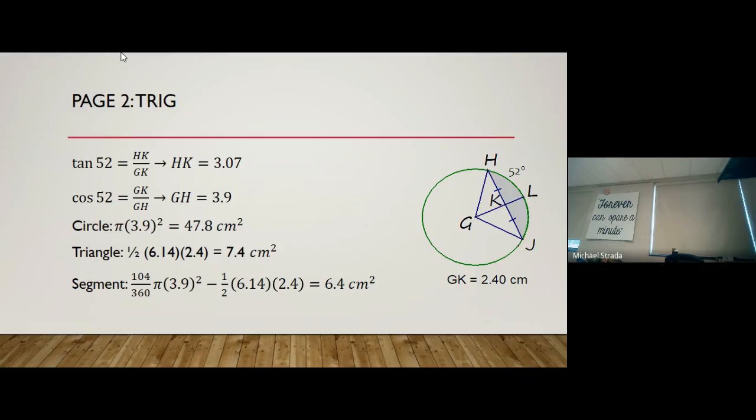Can you re-explain how you got the 6.14? This is 3.07. Those are congruent. So you just multiply by 2.